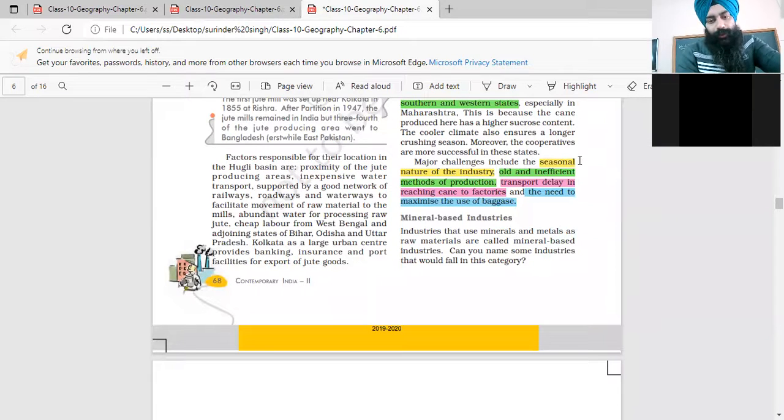Next, the need to maximize the use of bagasse, the remains after crushing of sugarcane. It should be properly utilized. That bagasse, the wastage left after the crushing of sugarcane, can be used for generation of electricity in thermal power stations. By the burning of that substance, it can be used in thermal power stations for generation of electricity. Clear?